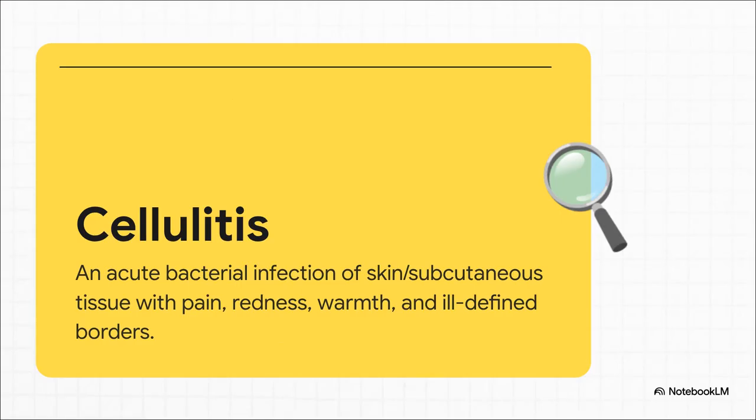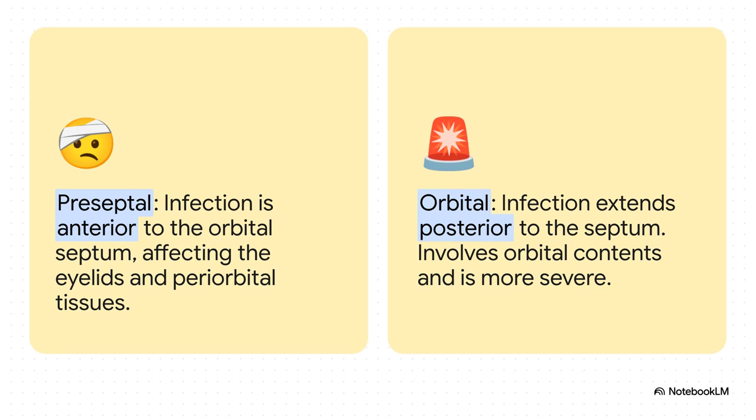First, let's just set the stage. What exactly is cellulitis? At its core, it's a bacterial invasion, right? It's acute, it moves fast, and it gets into the skin and the subcutaneous tissue. You know the classic signs: intense pain, redness, warmth, and swelling, usually with really ill-defined borders. And very often you'll see systemic signs like fever and chills, which tells you the body's immune system is in an all-out war. And this brings us to the absolute key.